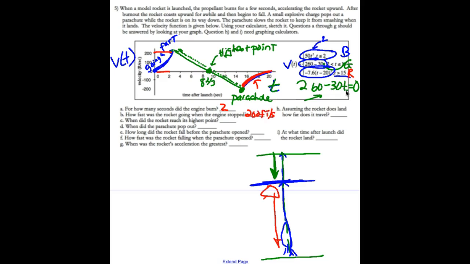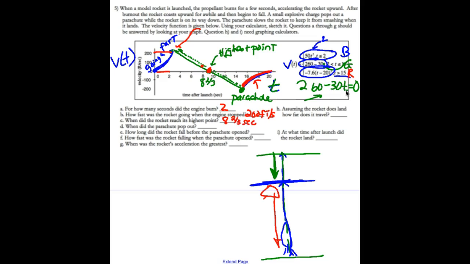When did the rocket reach its highest point? Contrary to popular belief, it's not there. That's when the rocket lost power but continued to go up, because again, velocity is positive here. It is going up. It's just going up slower because gravity's yanking on it. So it reached its highest point at 8 2/3 seconds.